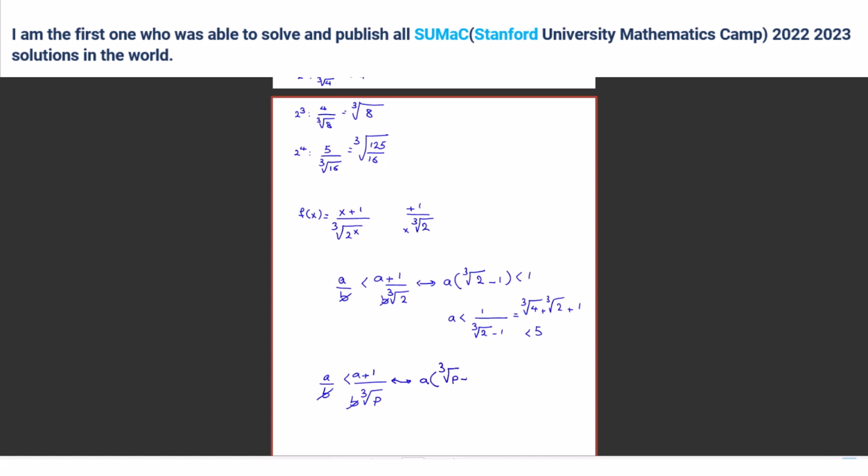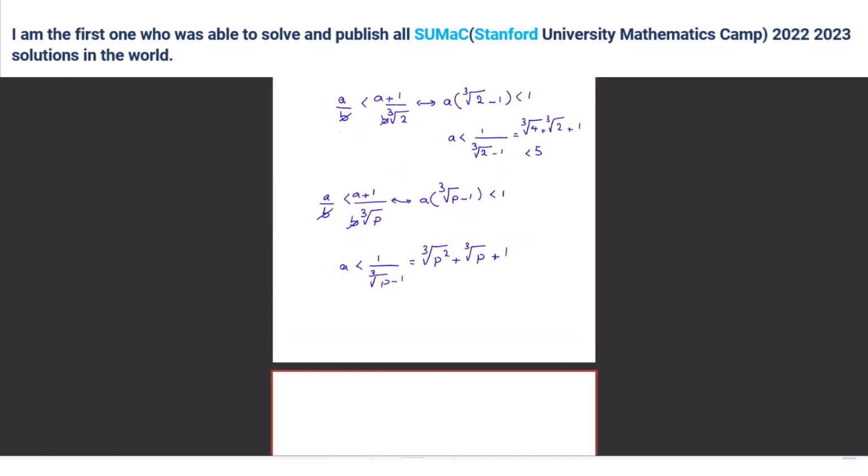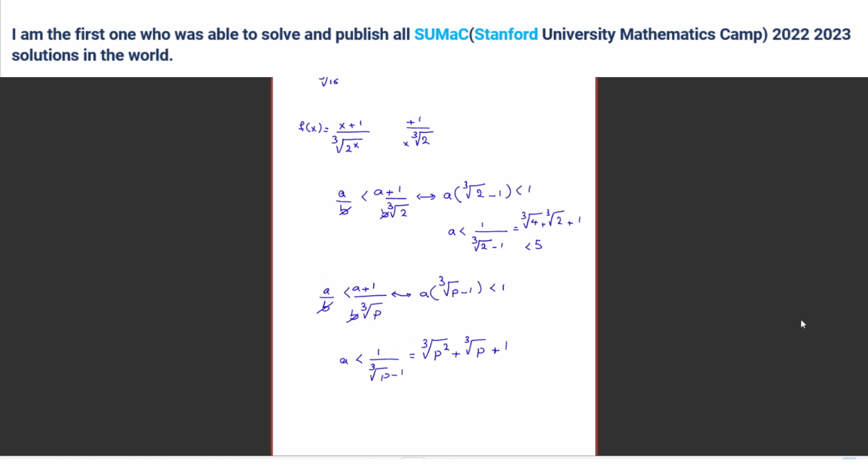A cube root of p minus 1 is less than 1. So a is less than 1 over cube root of p minus 1, right? Which is cube root of p squared plus cube root of p, and plus 1. If it is less than this, it is increasing. If it is greater than this, it is decreasing, right? So we understood that if a is less than this, it is increasing, right?